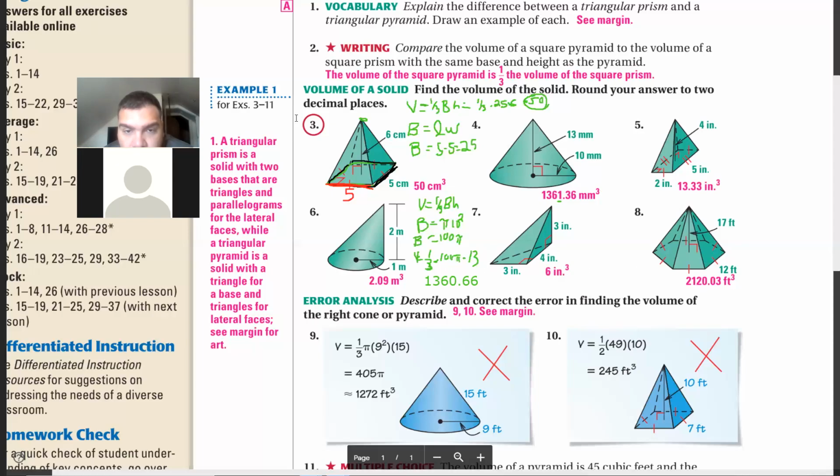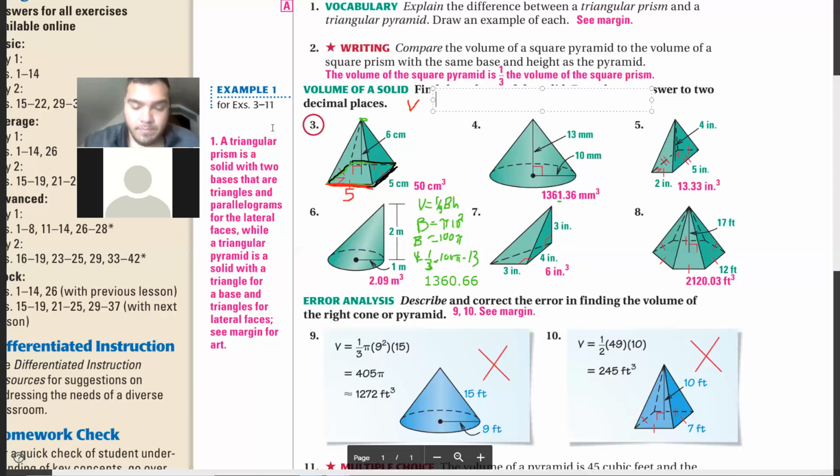Okay. All right. So number 5, the base is a rectangle, correct? Good. And so what's the area of the rectangle? The area for a rectangle is length times width, which is 2 times 5. Good. What's 2 times 5? 10. Good. So now what are you going to do? Now you do 10 times 4 divided by 3. Good.